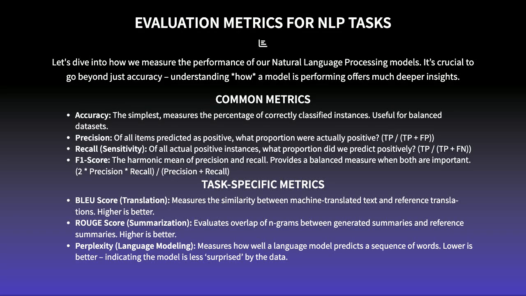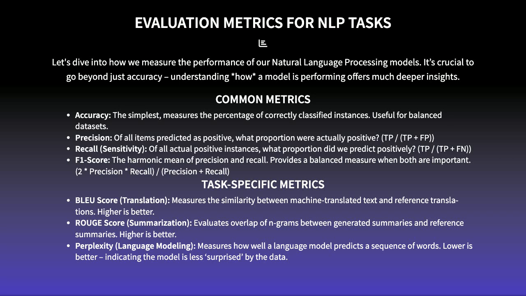Okay, so after we build our NLP models, we need to figure out how good they actually are. It's not enough just to say it works. We use different metrics depending on the task. Accuracy is a quick and easy measure. It tells us what percentage of times the model gets things right. But precision and recall give us more detail about where the model might be failing, like if it misses important positives or incorrectly identifies many negatives.